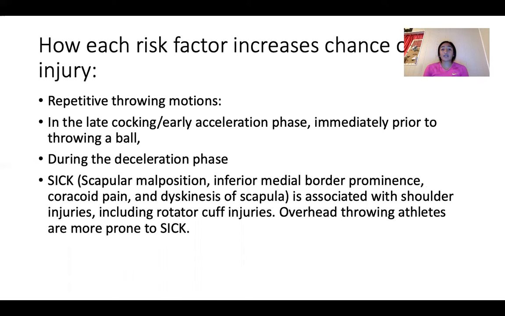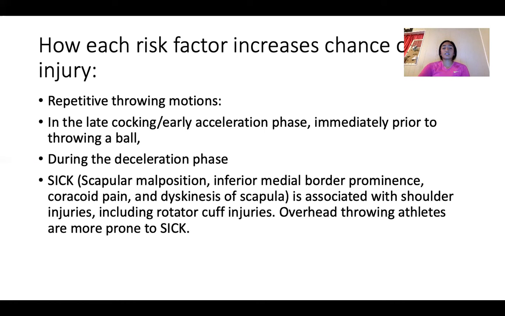Some of the risk factors: repetitive throwing motions, such as in the late cocking or the acceleration phase, immediately prior to throwing a ball. Your arm is lifted away from your body, and this externally rotates your arm, causing compression of the rotator cuff muscles. And then during the deceleration phase, your shoulder experiences some type of distraction forces that can lead to tensile strength failure of the rotator cuff muscles.